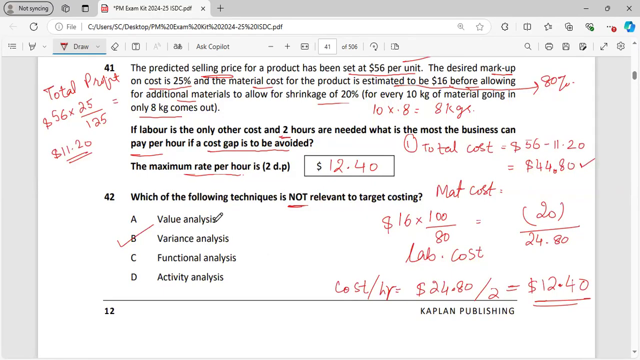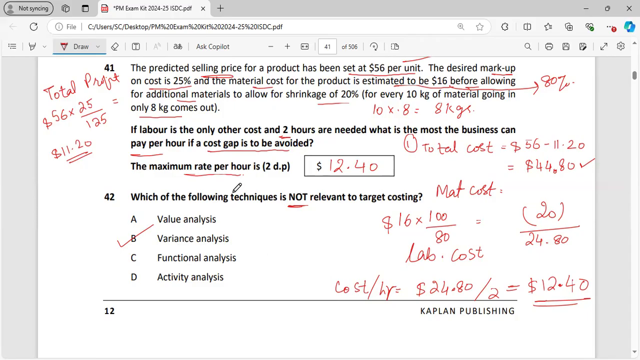But value analysis is what? Value analysis is basically analysis of value added and non-value added activities. We are analyzing which one of the activities are adding value in our product and which one are not adding value in our product. So those which are adding value in the product are called value added, and those which cannot add value in the product are called non-value added activities.